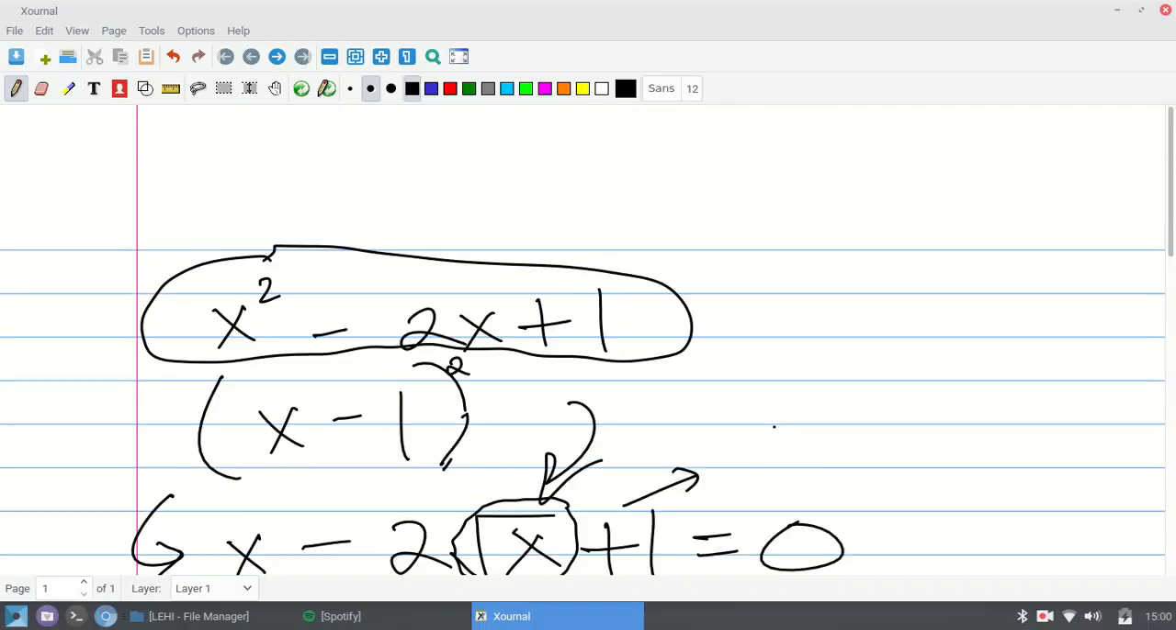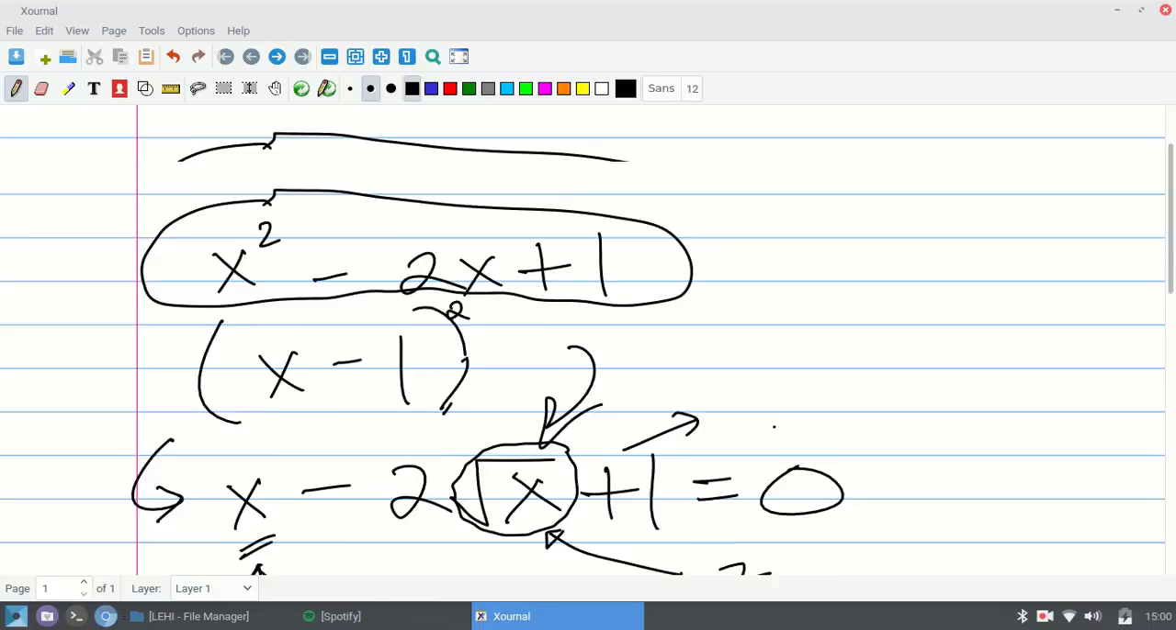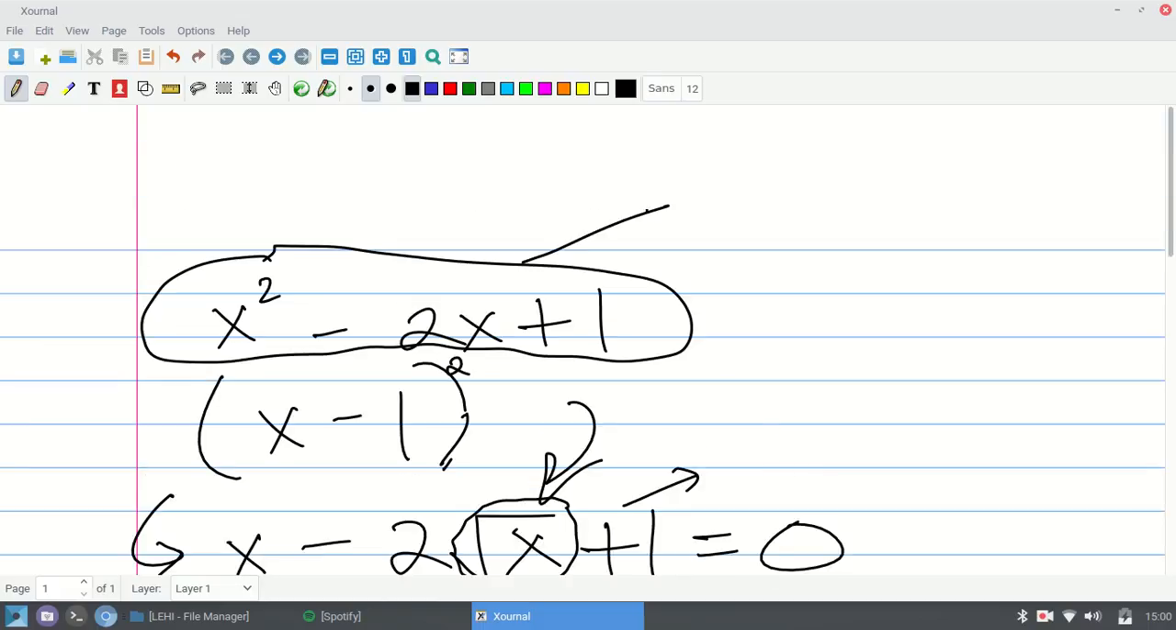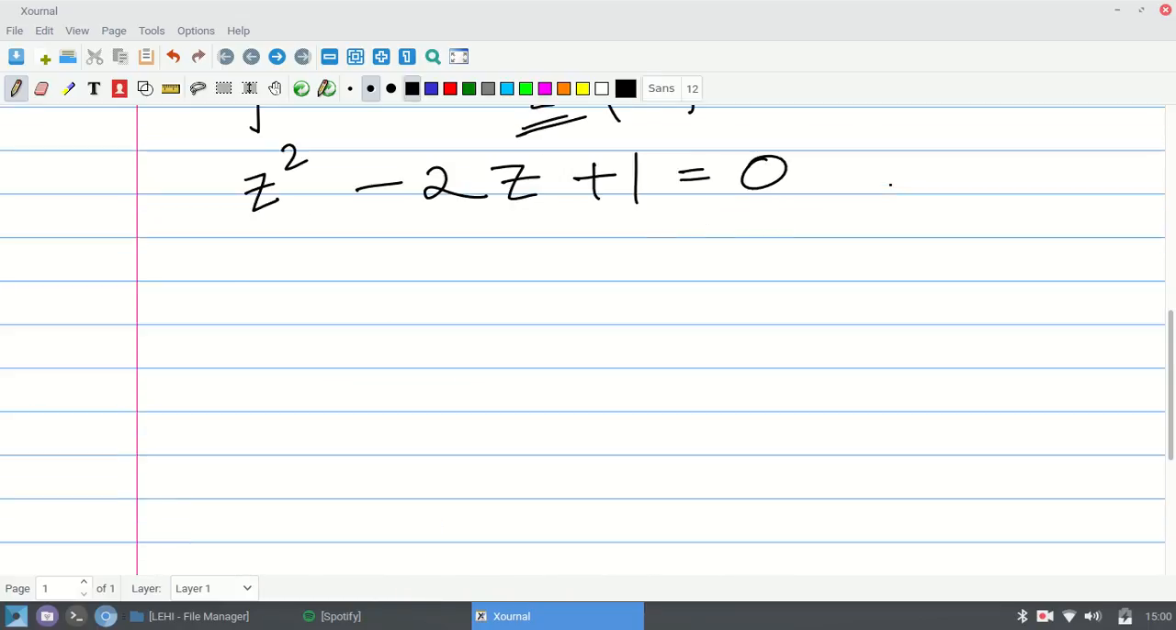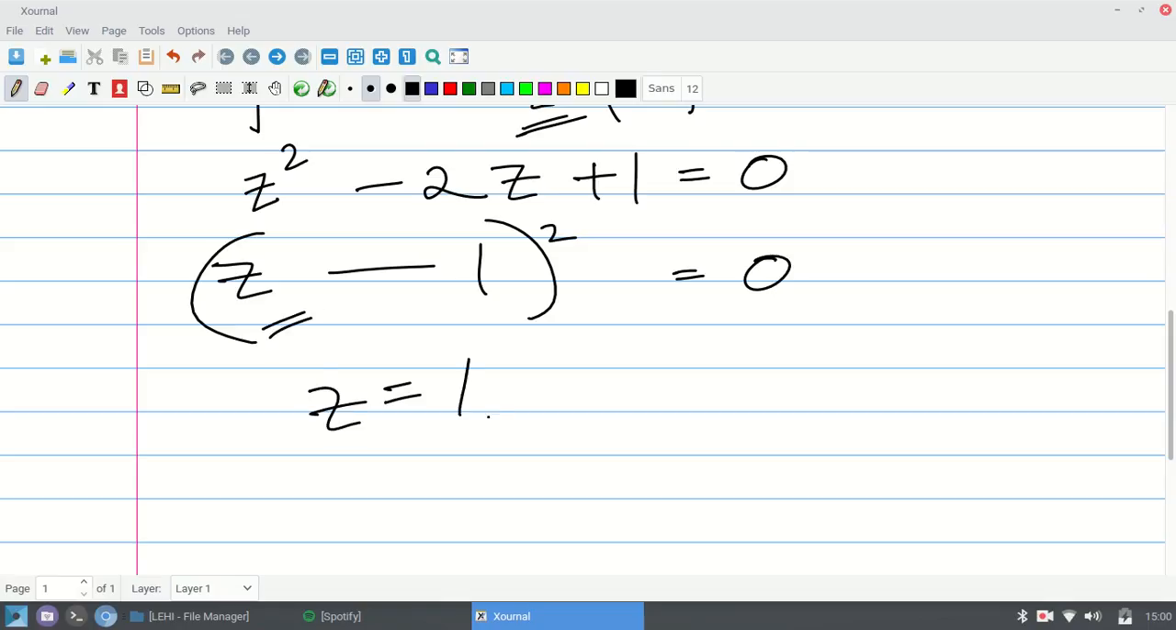Now this I know how to solve. It's the same form, just x is replaced by z. I know that I need two numbers that multiply to positive 1 but add to negative 2. So it's z minus 1 all squared, which equals 0. Now the only z value that will work here is z equals 1.